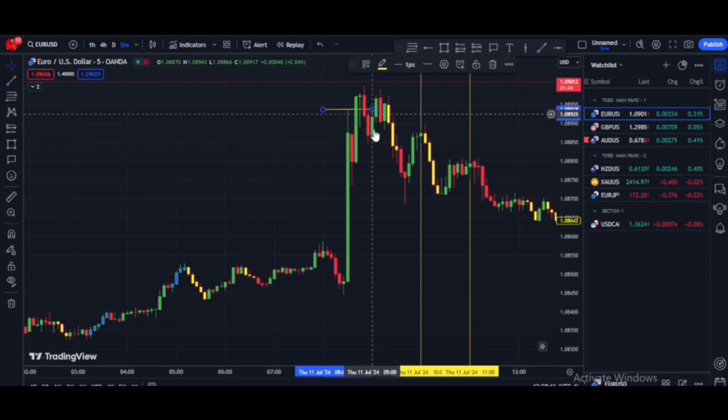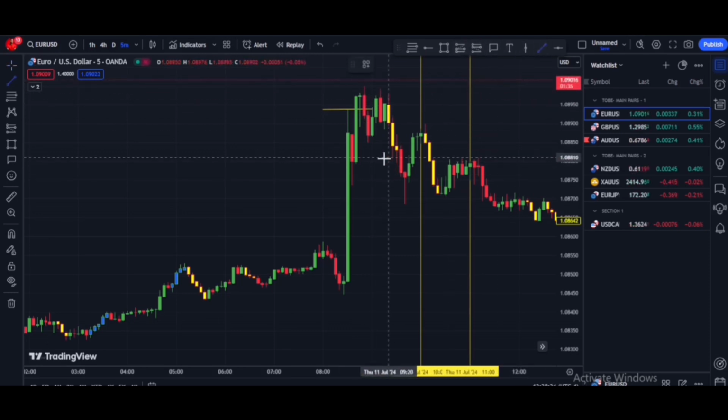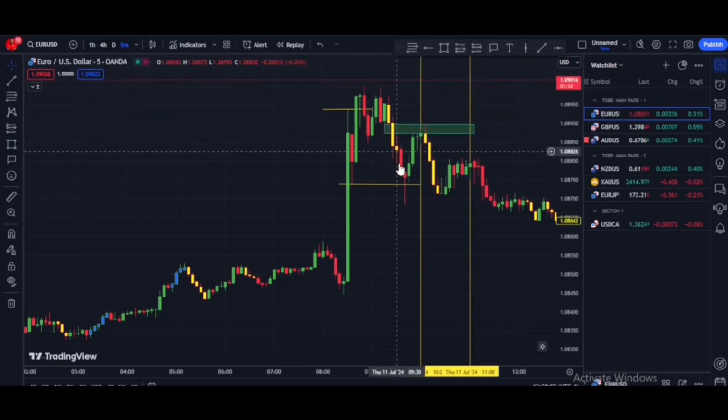As you can see, price grabbed liquidity, which it did right around this point. After the grab of liquidity to the upside, price came back down, and there was a change in character. There was a change in market structure right here. This gave us the confirmation of a change in character, and we want to look for an FVG.